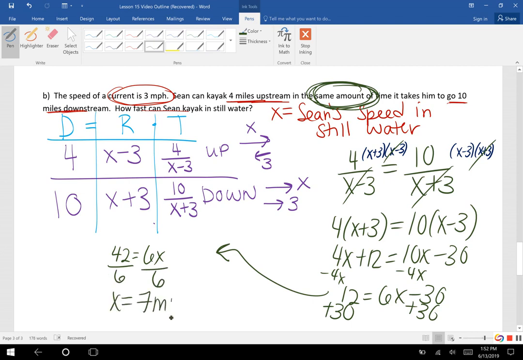So these are the two types of applications you're going to see in this section. And you've got a formula for the work problems. And for the motion problems, you can use this table. And remember that the time is always going to be distance divided by rate.